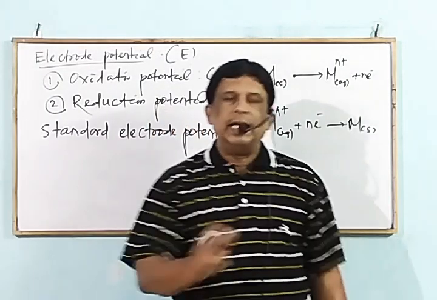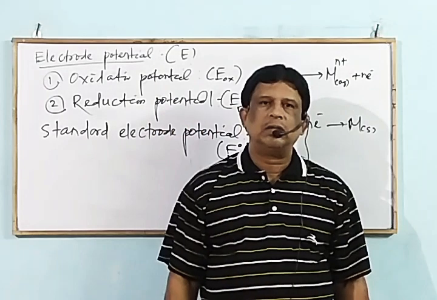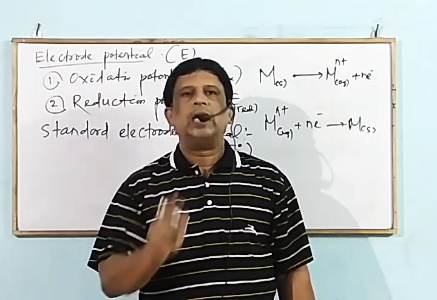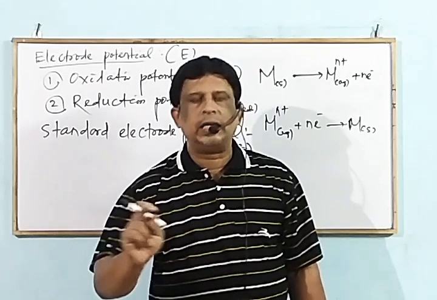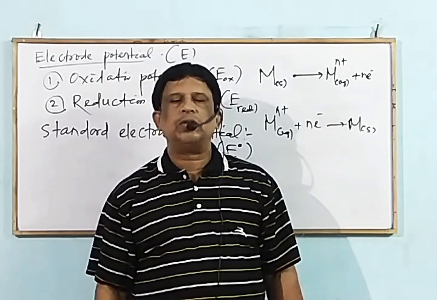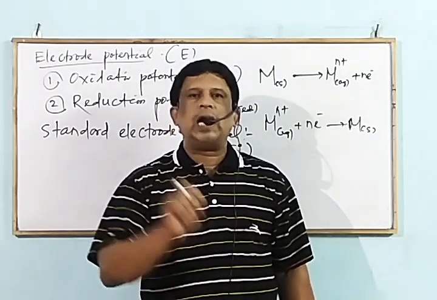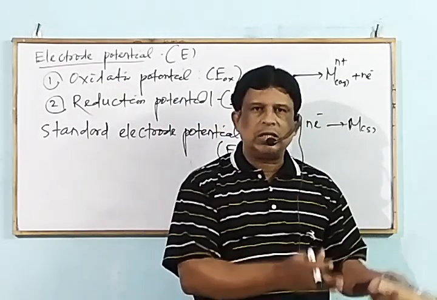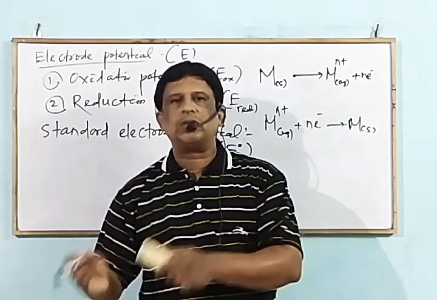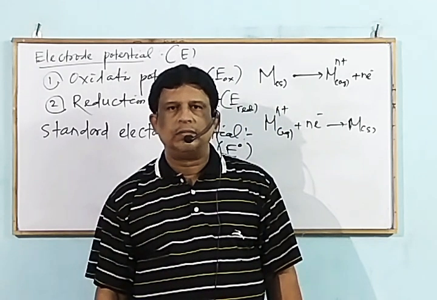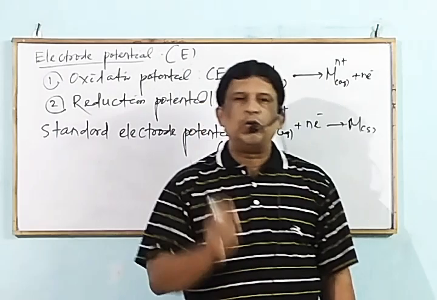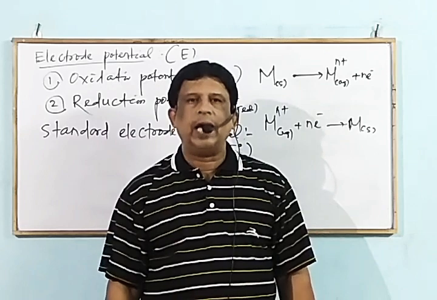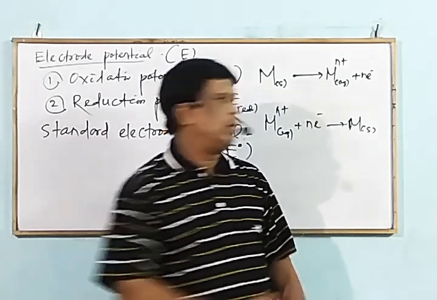On the other hand, in case of gas, the condition is 1 atmospheric pressure and temperature is 298 Kelvin. That is known as standard electrode potential. It may again be of two types, that is standard oxidation potential and standard reduction potential. Next we discuss what do you mean by cell potential or EMF of a cell.